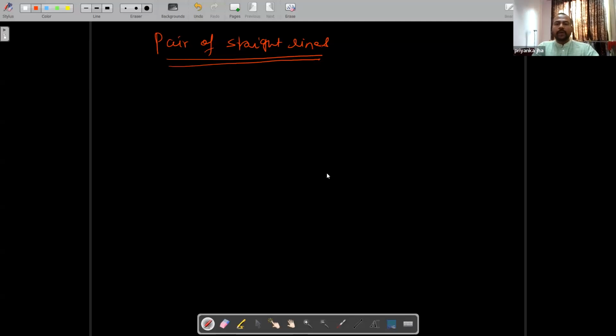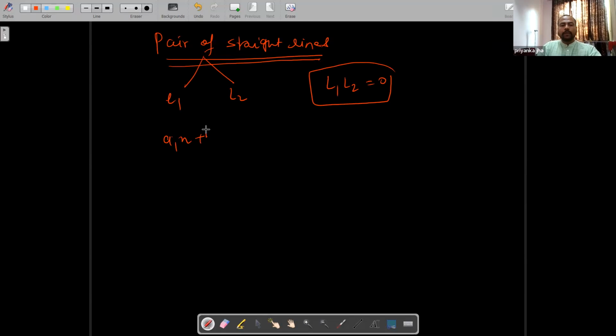Okay, so today we'll start with pair of straight lines. A pair of straight lines means two lines, L1 and L2. The combined equation of these two lines can be called a pair of straight lines, like L1 into L2 equal to 0. Suppose you have one equation, A1x plus B1y plus C1 equal to 0, this is line 1, and line 2 is A2x plus B2y plus C2 equal to 0.